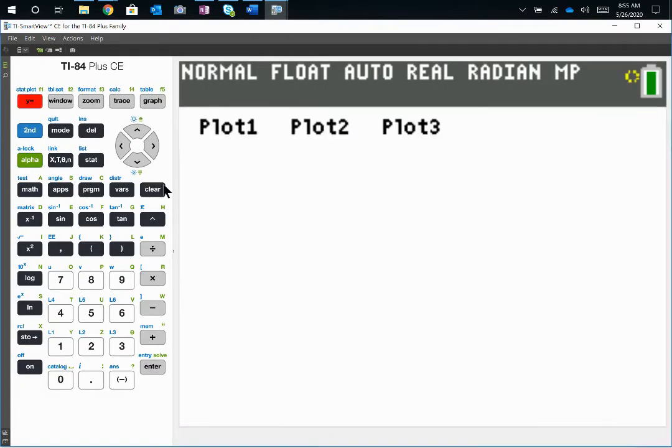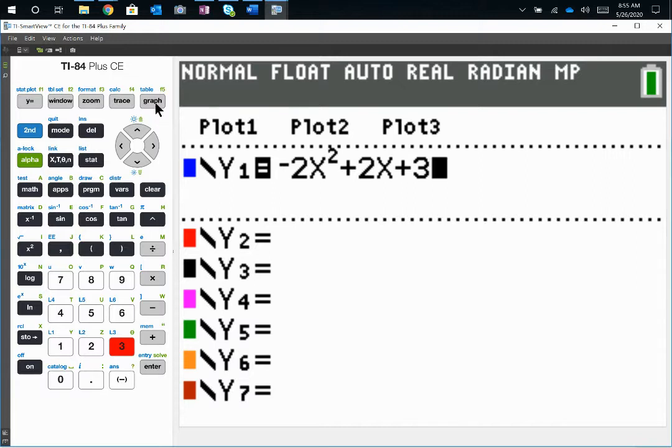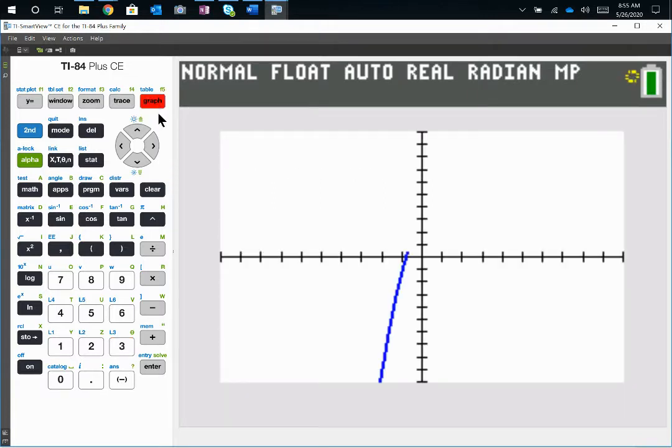So y equals negative, notice now I'm using the negative button, not the minus button, 2x squared plus 2x plus 3, and graph it. So we want to calculate the maximum point, that maximum point right there.